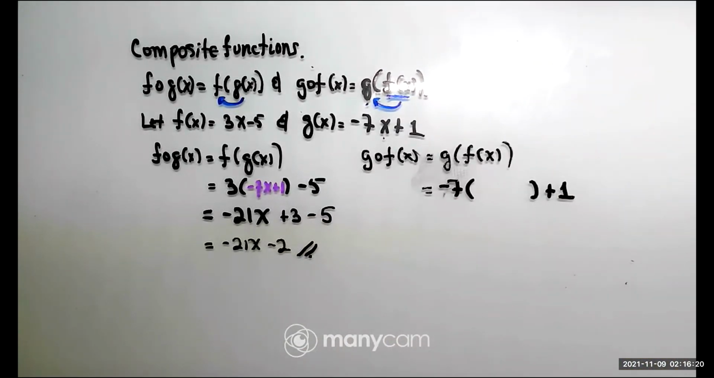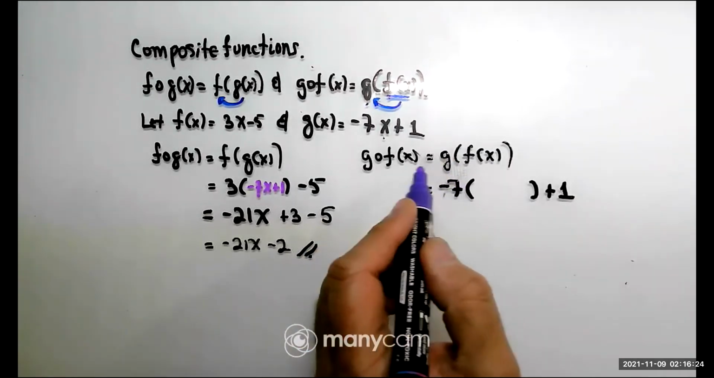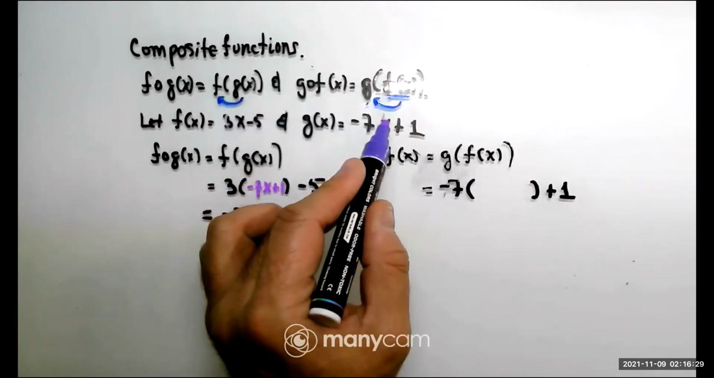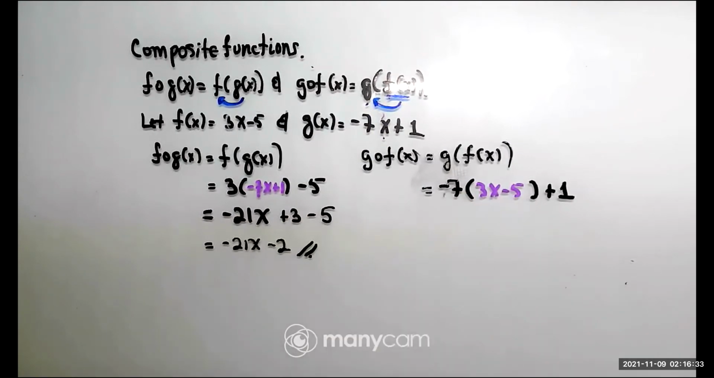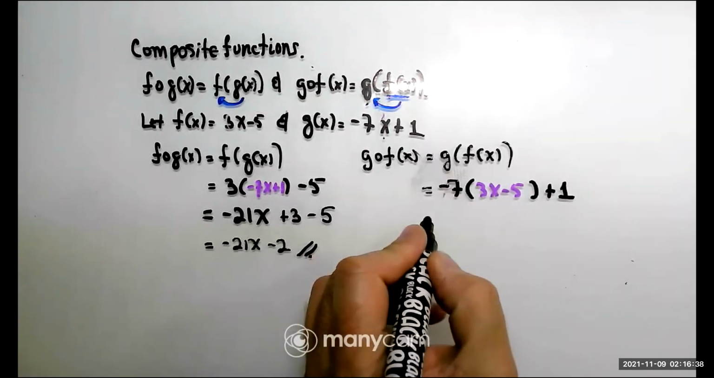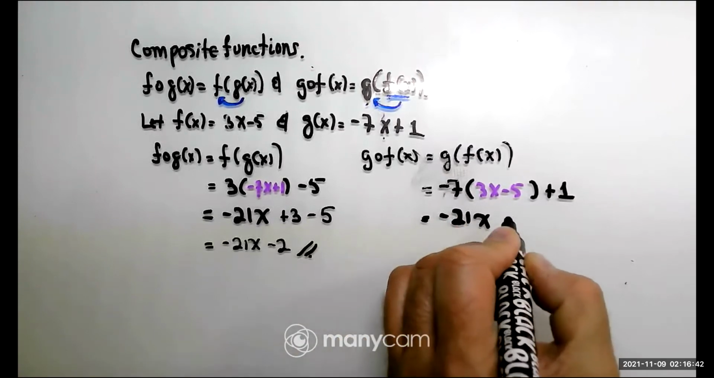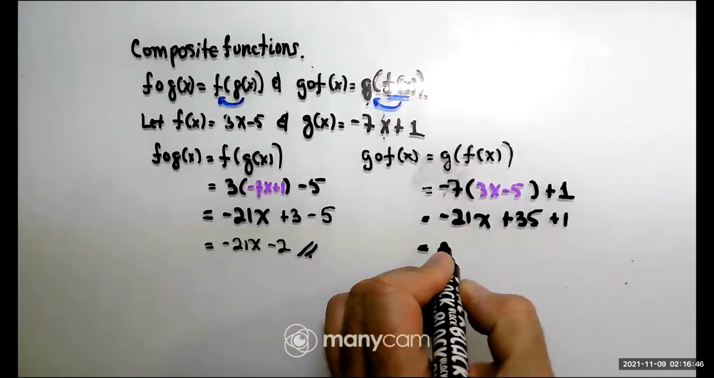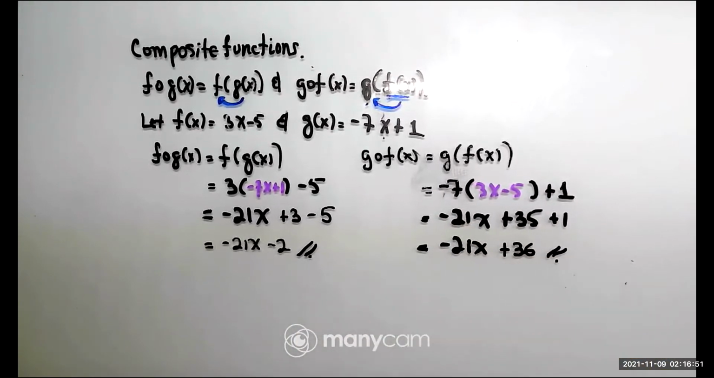But now with g∘f, what is the input? Of course, the input is f of x. So now we need to input 3x minus 5 here where x is. It will be 3x minus 5, and that's the actual composition. Now we just have to do simple algebra. Negative 21x plus 35 plus 1. That would be negative 21x plus 36, and we are done.